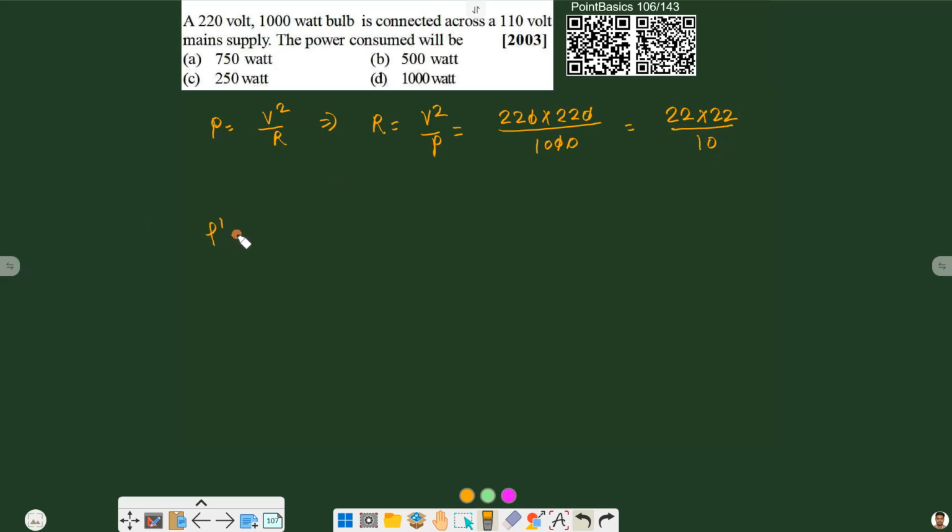Now new power will be new potential squared by resistance, because resistance will not change. So new potential is 110 into 110, and resistance is 220 into 220 by 10. So this will come to 250 watts. That is option C. Moving to the next one.